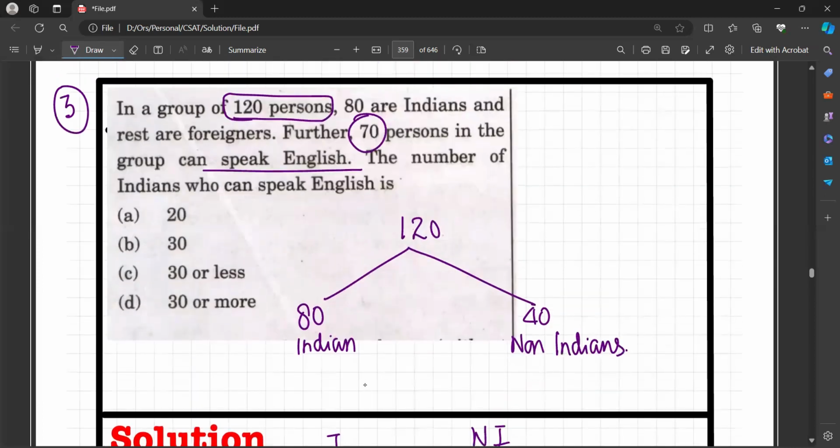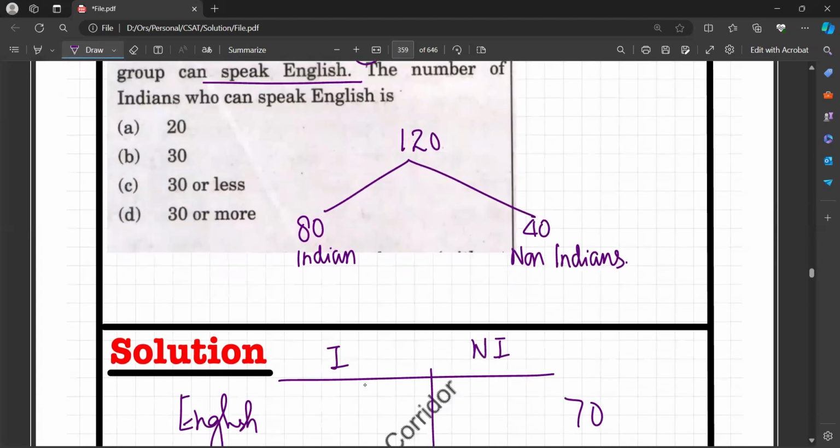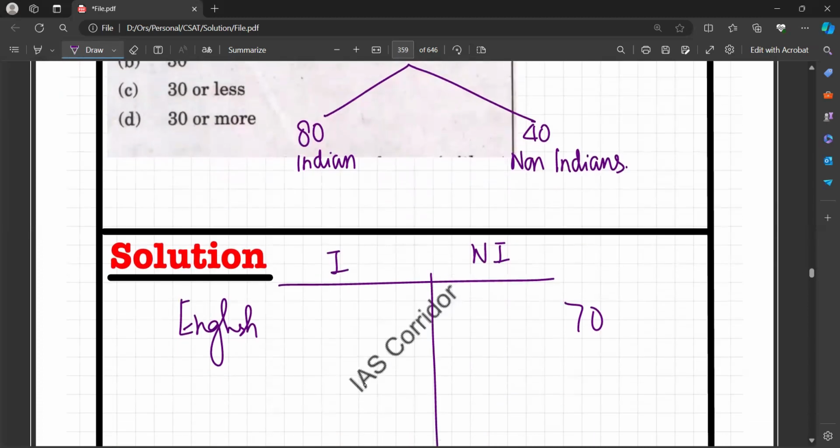We have done this problem where there is 30 or less or 30 or more. We know how to approach this. We want to calculate them. Let us see how we can do it. How many Indians can speak English? Let us assume these 40 non-Indians speak English. So here it will be 30. If 40 non-Indians speak English, can I make it 39? Yes, no issues. 39 non-Indians can speak English.